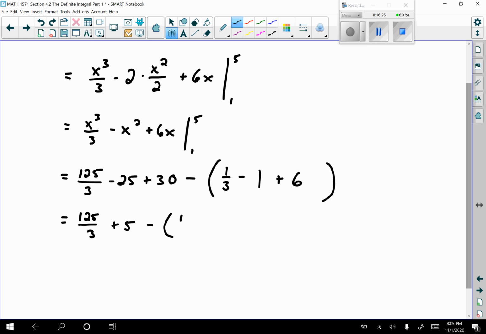Next, I'm going to have minus a 1/3. In here, I'll have a 5 plus 5. So now I get 125/3 plus 5 minus a 1/3 minus a 5. So the 5's are going to cancel. 125/3 minus a 1/3 is going to give me 124/3. And we could leave it just like that. It doesn't simplify.